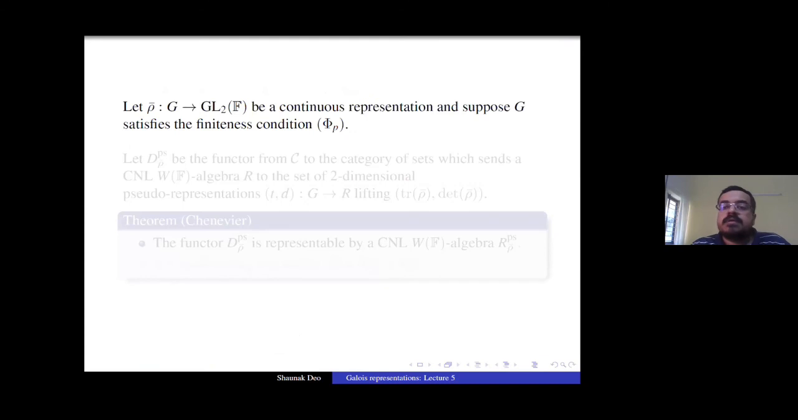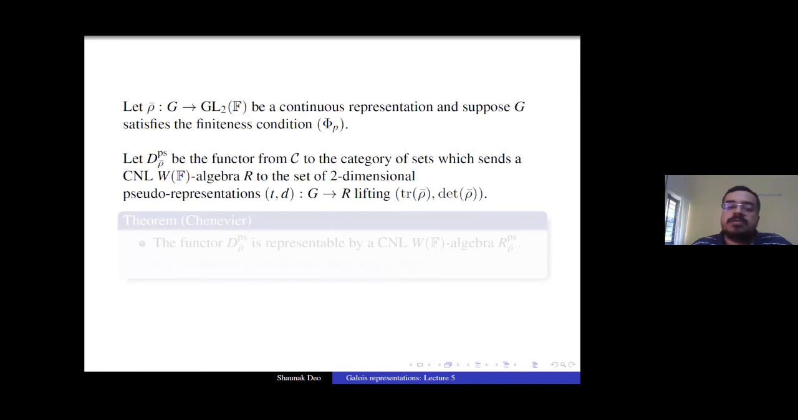So once you have this, you can just take any representation rho bar from G to GL2 of F, and we assume that G is satisfying the condition phi P, and we let D rho bar PS be the functor from C to the category of sets, which sends a CNL WF algebra R to the two-dimensional pseudo representations T, D which lift trace rho bar, determinant of rho bar. Because trace and determinant of a representation are obviously pseudo representations, this rho bar gives us this pseudo representation trace rho bar and determinant rho bar. And we can just look at pseudo representations lifting this pseudo representation rather than an actual representation lifting it.